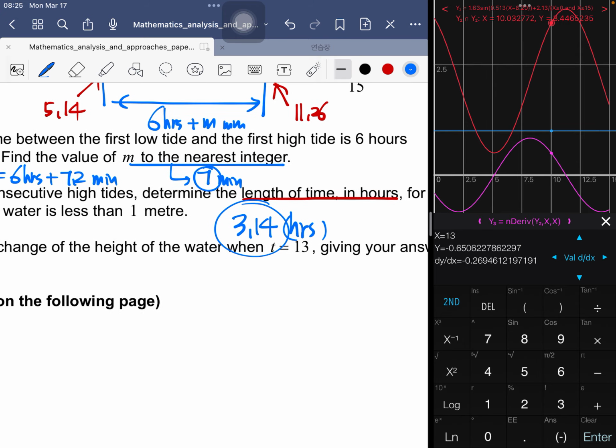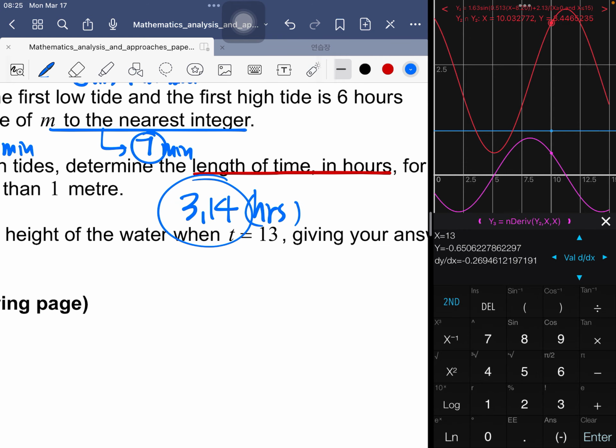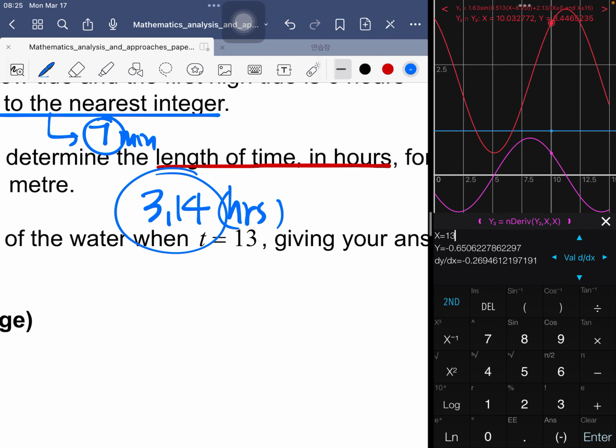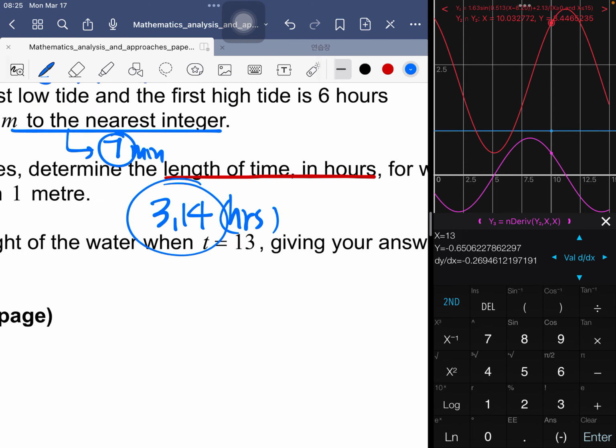It gives us a value of negative 0.65. So the rate of change equals negative 0.65 meters per hour, meters hour to the power of negative 1.